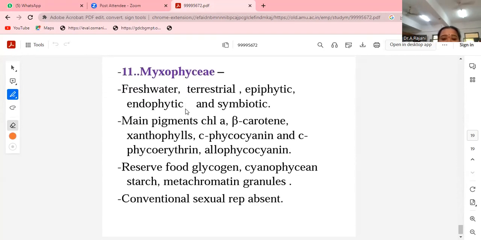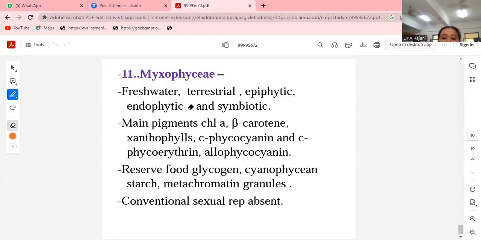And the last and final one, Myxophyceae or Cyanophyceae, or blue-green algae. The members of this class are also called cyanobacteria. See how many names are there, you can learn them by heart. These are the names.